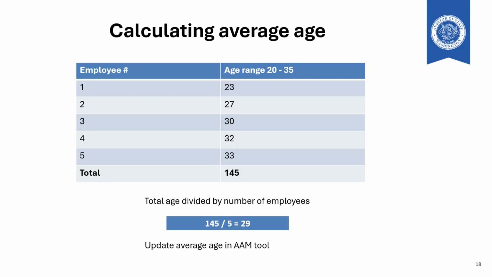This slide goes more in depth on calculating the average age. You will add up the total age of all employees in the age range and then divide by the number of employees. This average age will be input into the AMM tool.